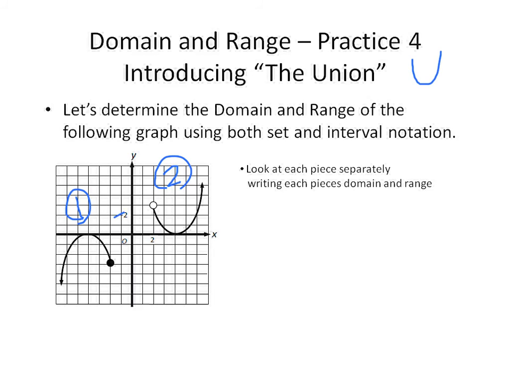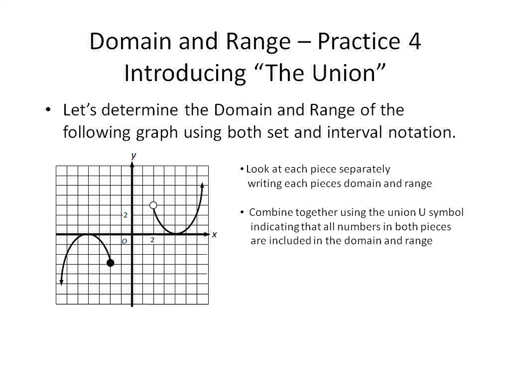Now, this is a discontinuous graph, because I would have to pick up my pencil to draw it, but it is not discrete. That is because this piece of the graph is continuous, and this piece of the graph is continuous. To combine these together, we are going to use what we call the union symbol. It looks like this. It's just a U.